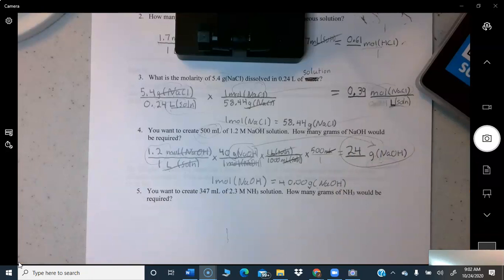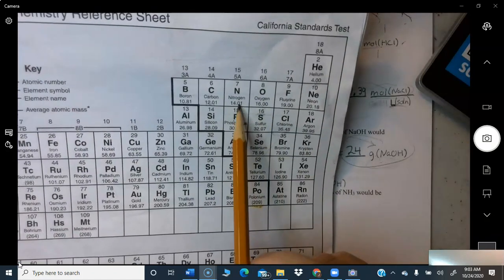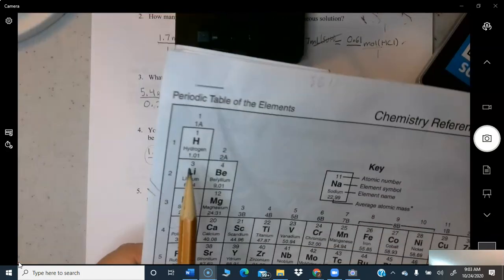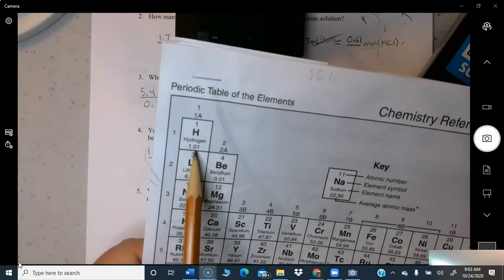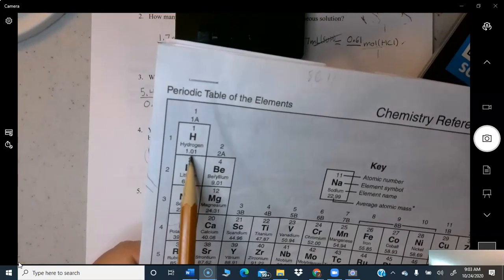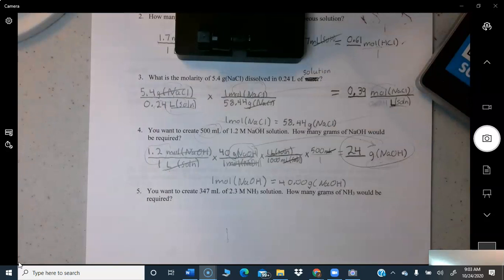All right, let's keep going. Okay, you want to create 347 milliliters of 2.3 molar ammonia, NH3 solution. How many grams of NH3 would be required? So when you see the word grams, you know you're going to need a molar mass conversion. So let's just go ahead and do that. Nitrogen is 14.01. 3 H's is 3 times 1.01. That would be 3.03. Add that to 14.01 and you have 17.04.